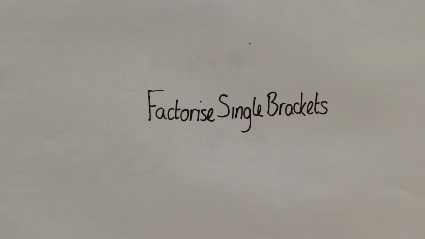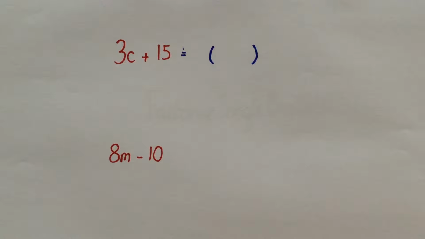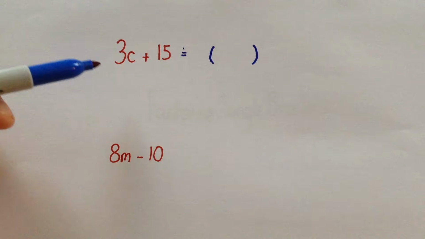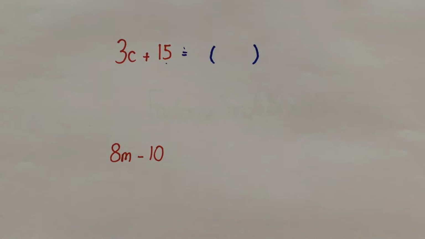This is your guide to factorising expressions into single brackets. Factorise simply means put brackets back into an expression. So what we need to do is to find a common factor, and in fact the highest common factor of the two terms that we are given.